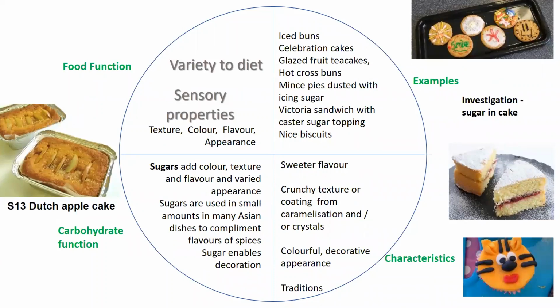So now I'm just going to take a broader look at carbohydrates and their contribution to variety in the diet. And I'm starting this by looking at sugars. We can see that our diet has a multitude of different textures, colours, flavours, appearances, due particularly to sugary ingredients being used. In many Asian savoury dishes, a small amount of sugar is added to complement flavours from spices. And sugar enables decorative, colourful foods, and sometimes adds crunch, which is a very desirable sensory property.